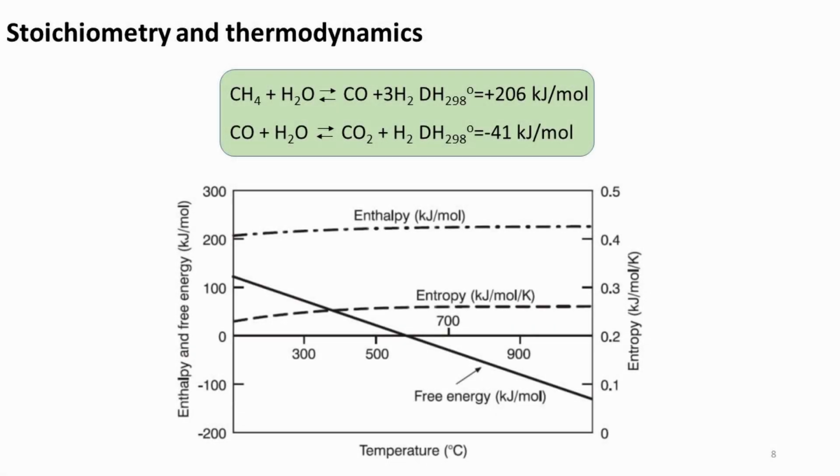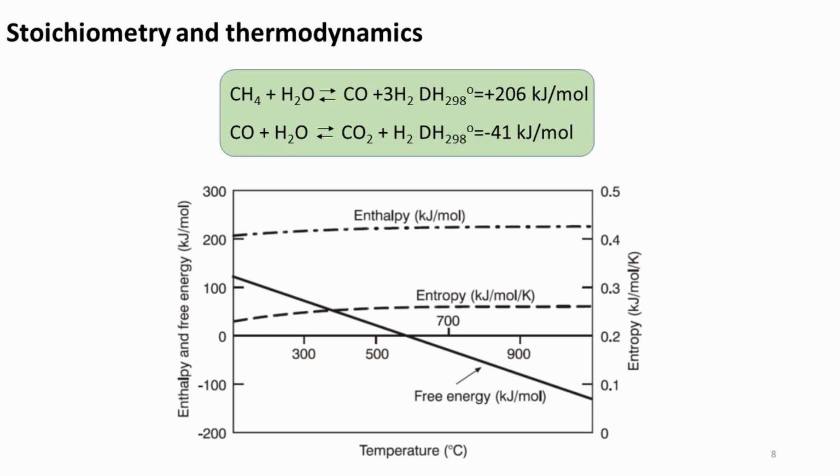Steam reforming of methane can be described by two main reversible reactions: the strongly endothermic steam reforming reaction and the moderately exothermic water-gas shift reaction.